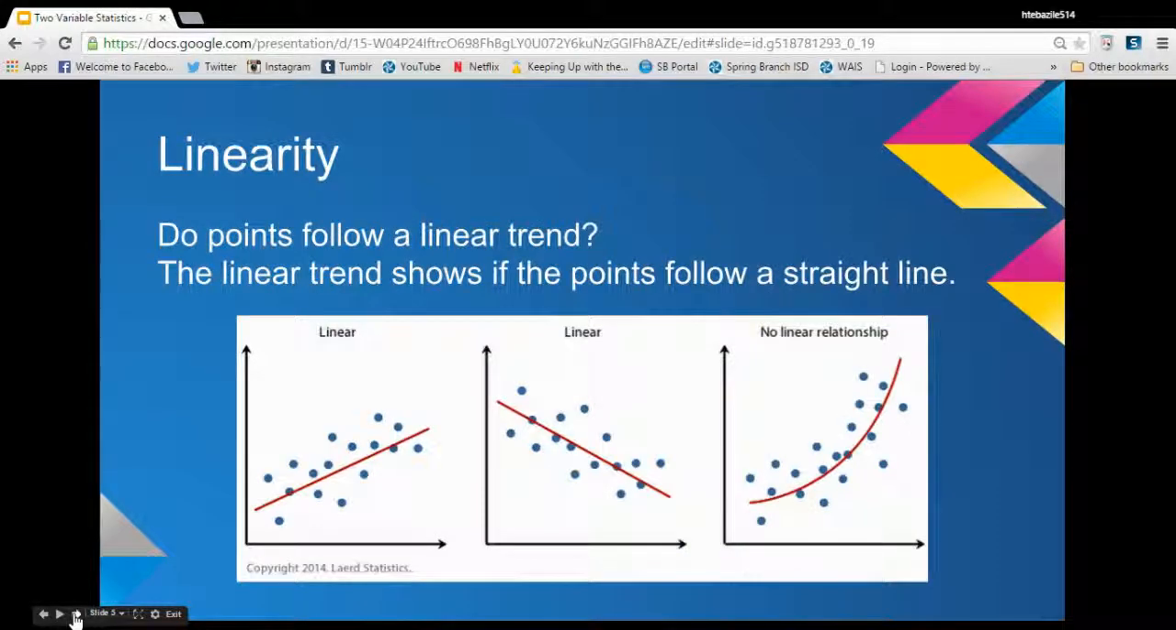Linearity. Do points follow a linear trend? The linear trend shows if the points follow a straight line. In the first example, it is linear, as well as the second example. However, in the third example, there is no linear relationship.